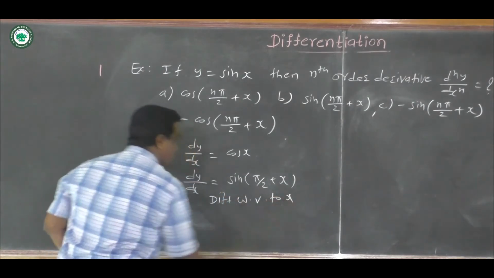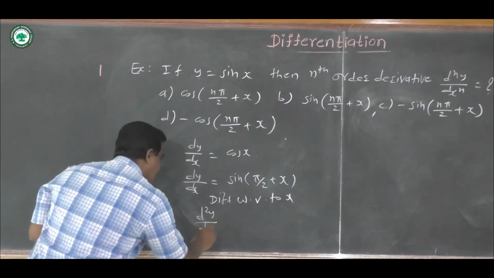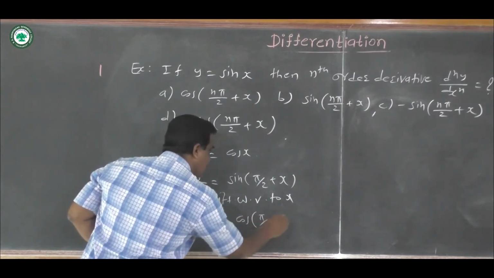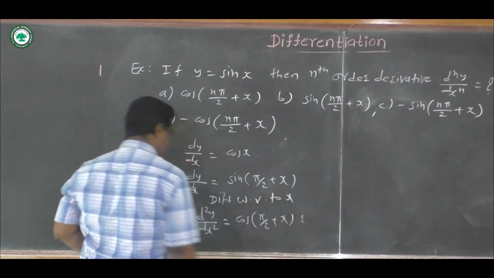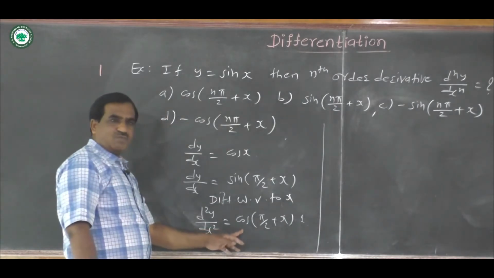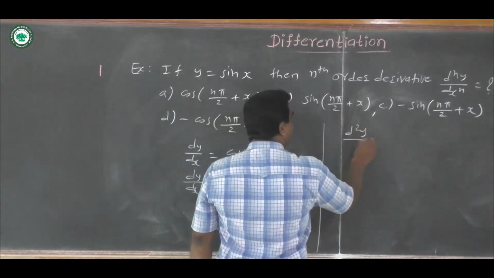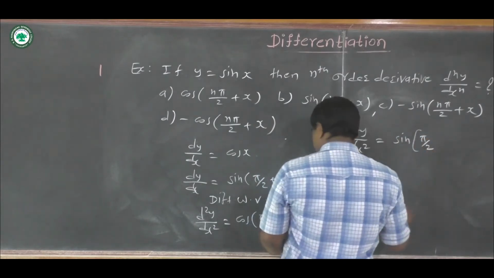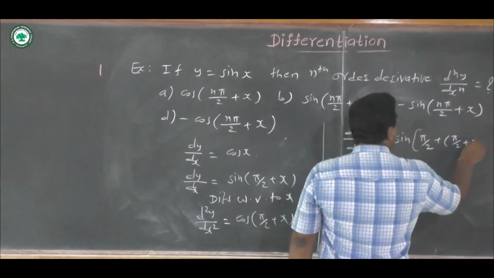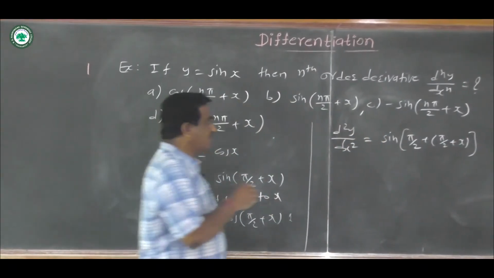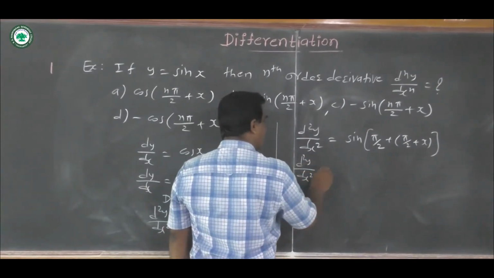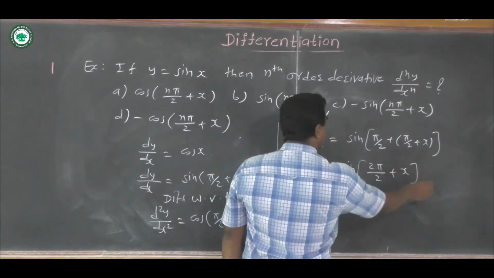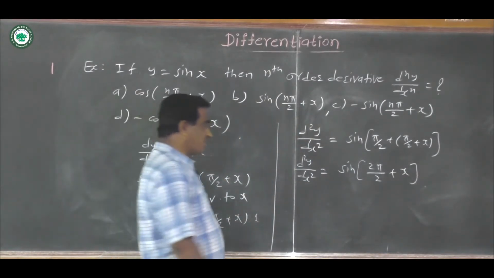with respect to x. Derivative of dy by dx, d square y by dx square is equal to, we can write derivative for this, cos of pi by 2 plus x into derivative of pi by 2 plus x, which is 1. Okay. Now again we can write this function cos in the form of sine like this, d square y by dx square is equal to sine of pi by 2 plus pi by 2 plus x. Okay, by the allied angle formula again, we get d square y by dx square is equal to sine of, addition of these two terms is 2 pi by 2 plus x. Okay, now differentiate this again with respect to x.